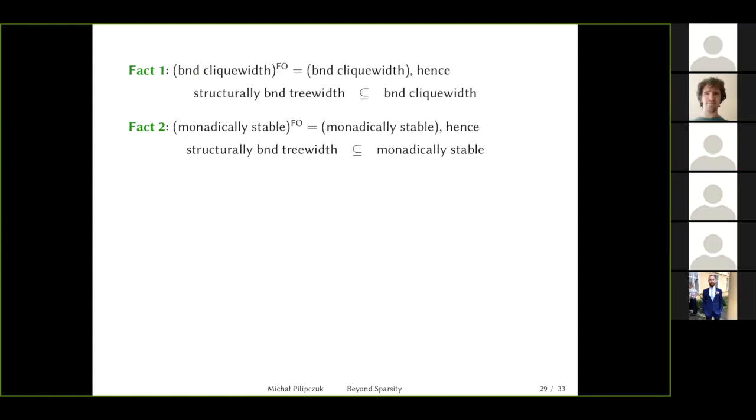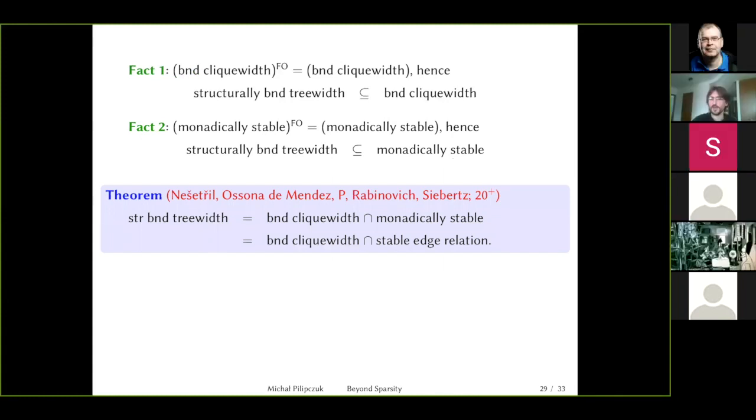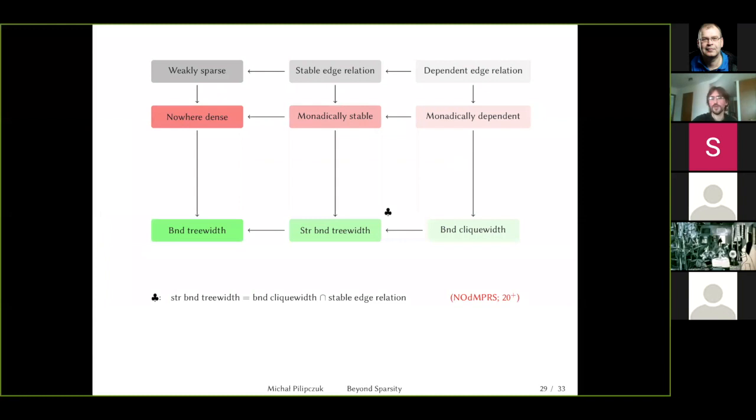Yeah. So I see that structurally bounded tree-width is in the intersection of bounded clique-width and monadically stable, and actually it turns out that this is the same. Yes, structurally bounded tree-width is exactly bounded clique-width intersection monadically stable. And I can even only assume that the edge relation is stable. So in here, between bounded tree-width and bounded clique-width, we can put one more class, structurally bounded tree-width, which is exactly the same as bounded clique-width and stable edge relation. And now we can start to explore this diagram.